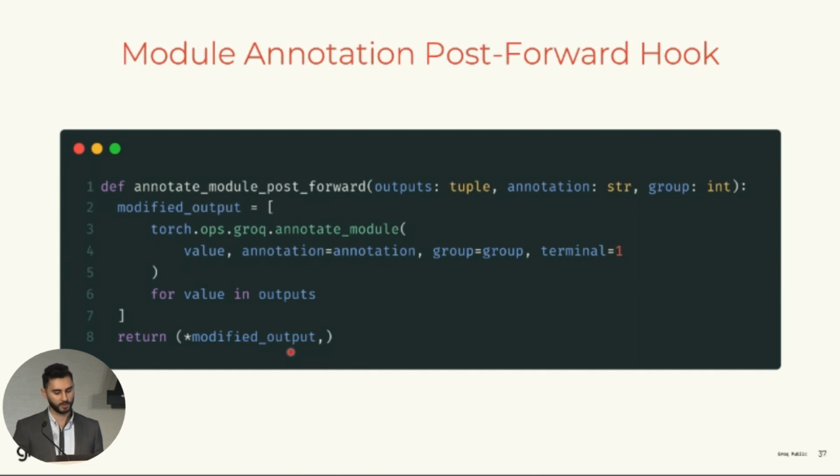The post-forward hook looks very similar. The outputs of the forward function are passed as arguments to this hook. They're wrapped in annotate module custom operations with terminal being set to true. And then finally, these annotations are returned to the caller. So these pre and post forward hooks allow us to insert annotations without needing to modify the module itself. And the best part is these hooks are fully compatible with all of PyTorch's export flows.